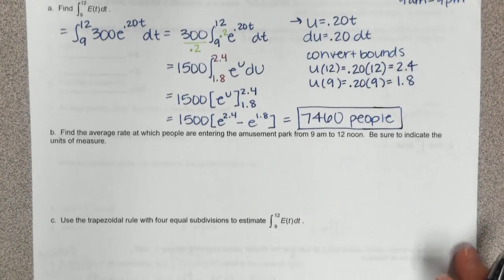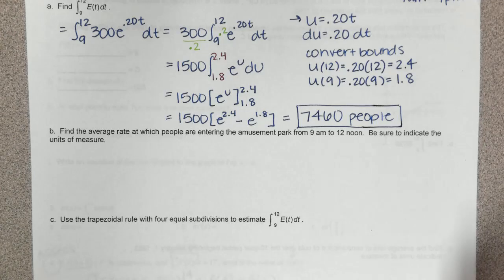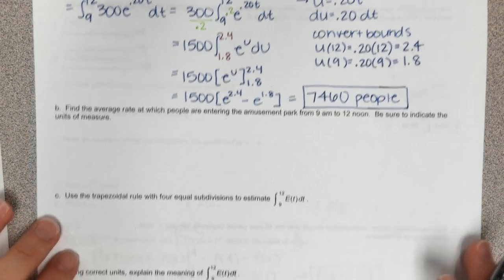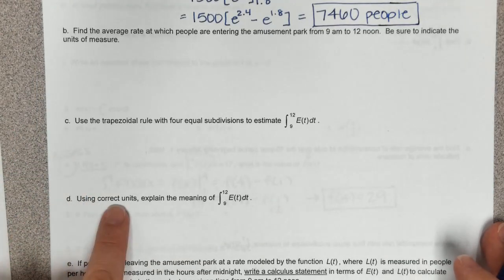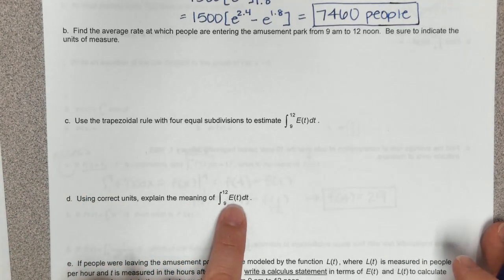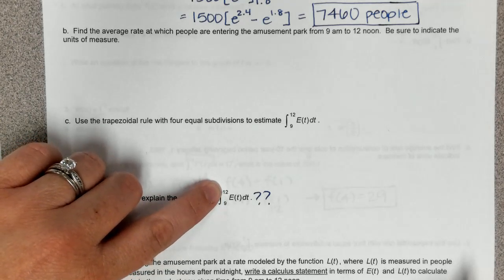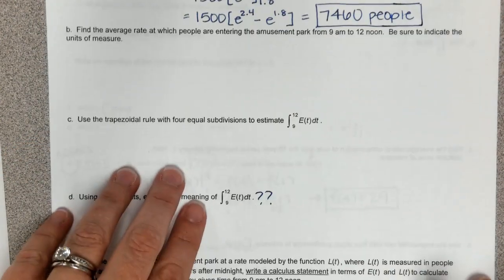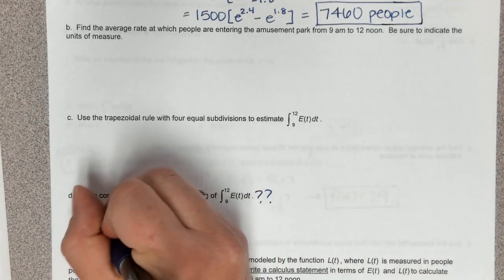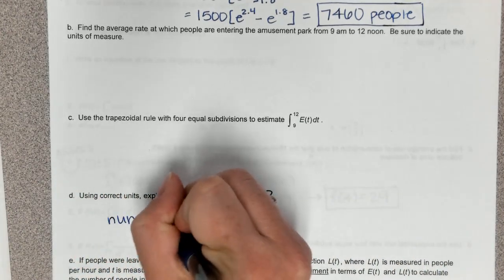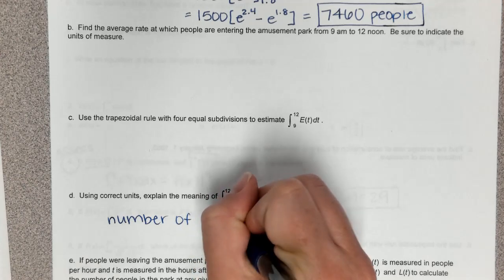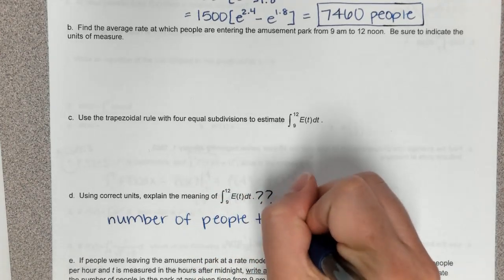Now, I want to know what that means. 7,460 people did what? Who are they? If you come down here to part D, it says using correct units, explain the meaning of that. What did we just find? What is the integral of E of t from 9 to 12? Well, we know 9 means 9 a.m., and 12 in this situation would be noon, and we got a total number of people. So that's the total number of people that have what?